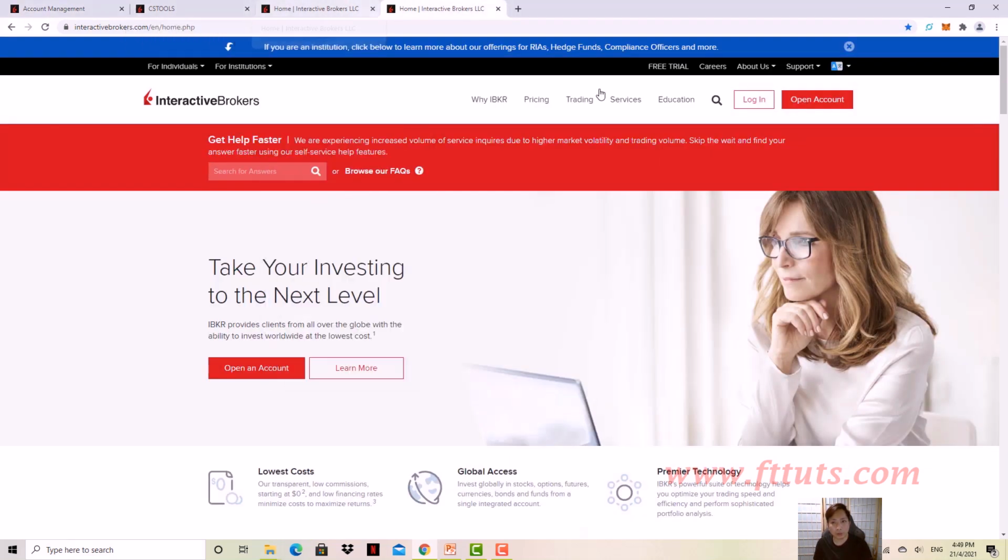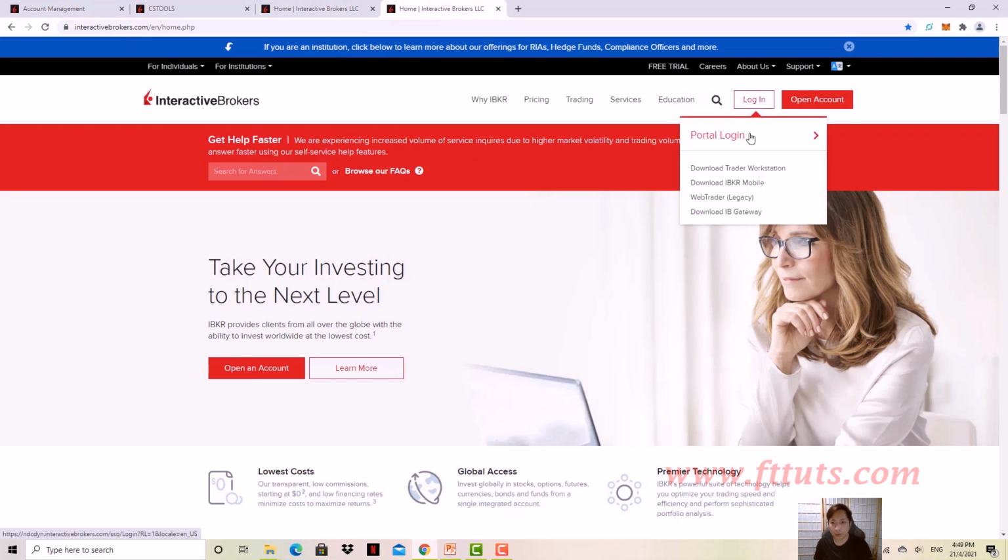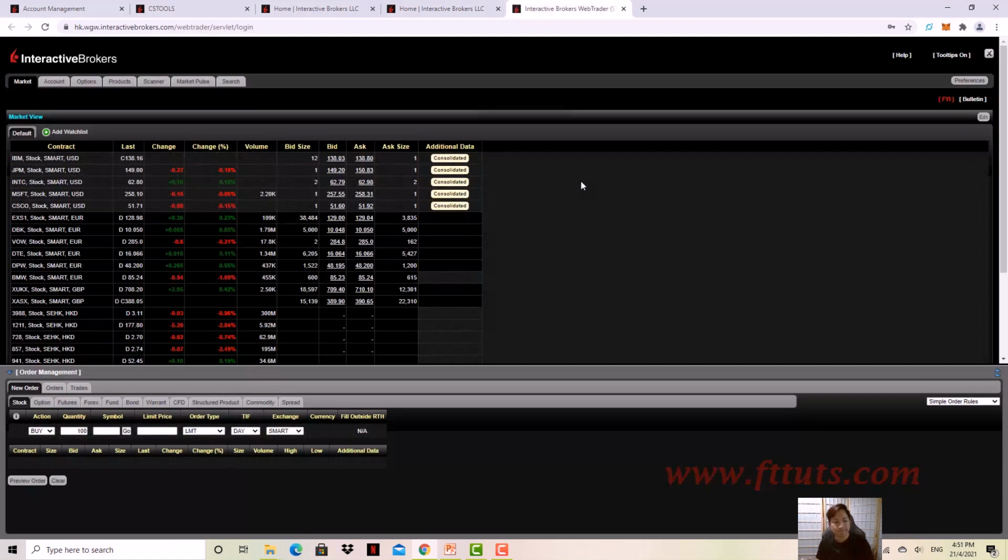So let's go into the web trader platform. Over here you can see, under login, go to web trader. Like I said, I don't know how to use the workstation. As for the mobile app, I will attach a tutorial together with this lesson to let you know how to use the IB app. If not, we will log into the web trader over here. Once you log into your web trader, this is what you're going to see.